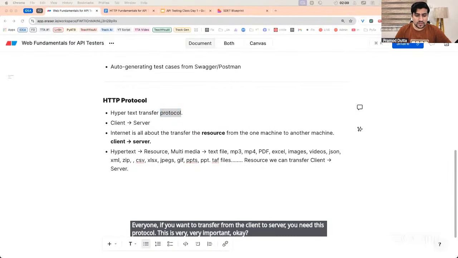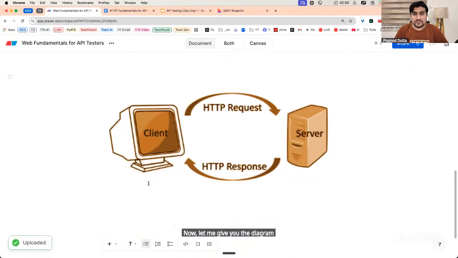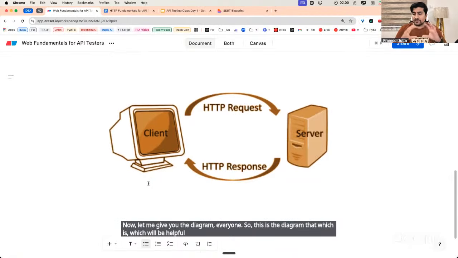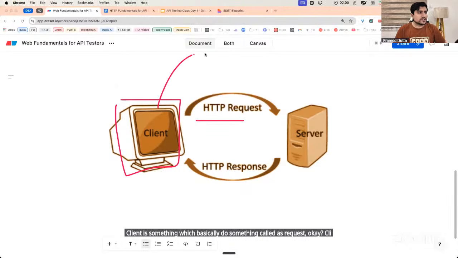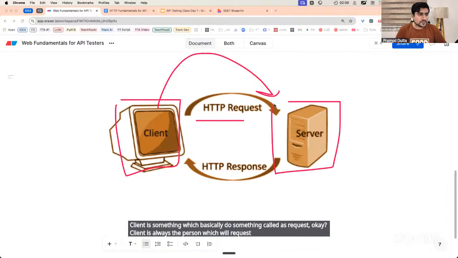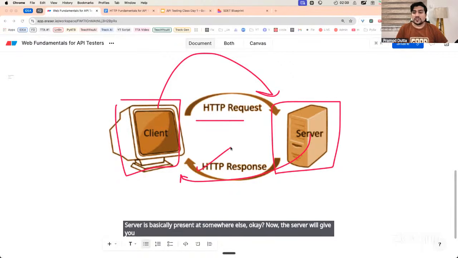Okay. Now, let me give you the diagram, everyone. This is the diagram that will be helpful for you so that everyone can understand. Welcome, Sohail. Welcome, everyone. What is the diagram? The client is something which does a request. The client is always the one who will request something from a server. The server is present somewhere else. Now the server will give you the response. This is the most important thing.